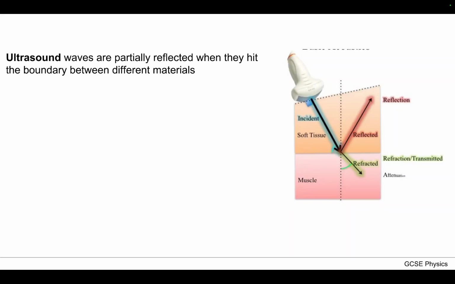Ultrasound waves are partially reflected when they hit the boundary between different materials. Remember, waves can do three things at a boundary. They can either be reflected, transmitted, or absorbed. So what do we call it when sound waves reflect back to us? Can you think about that one?